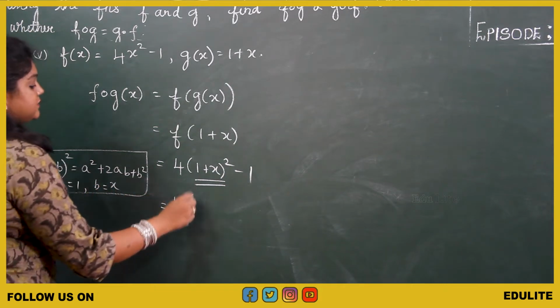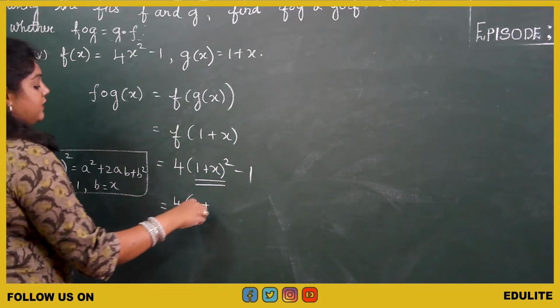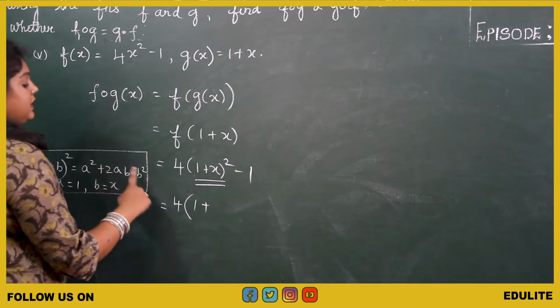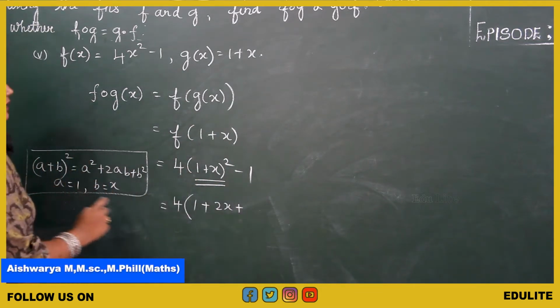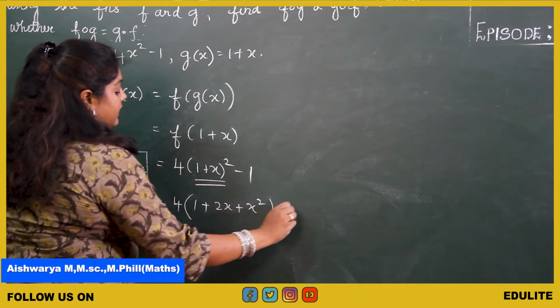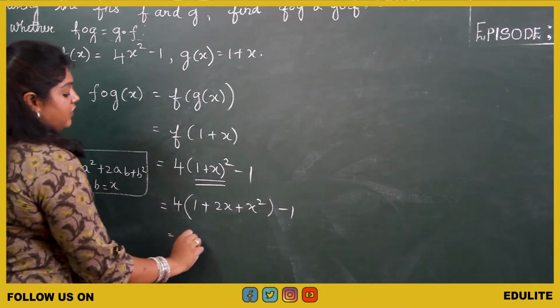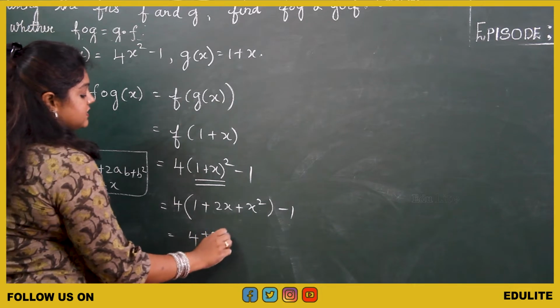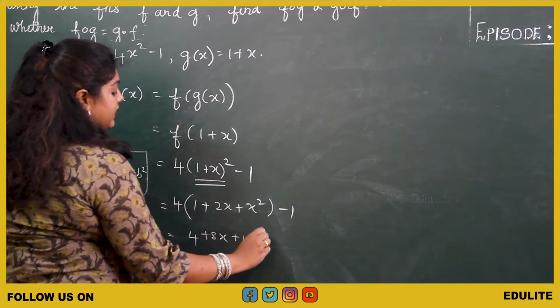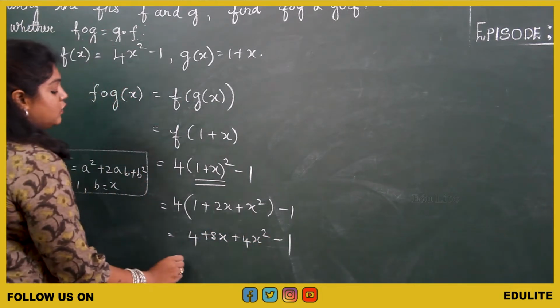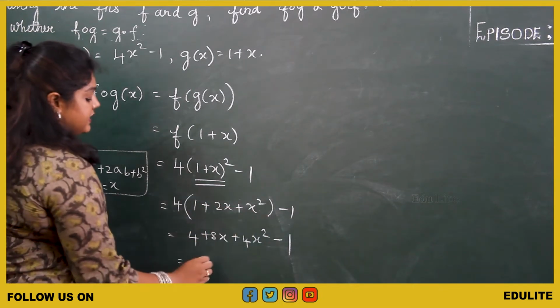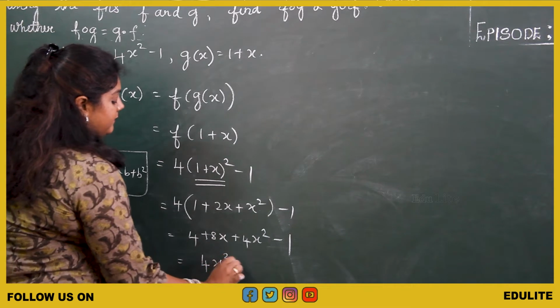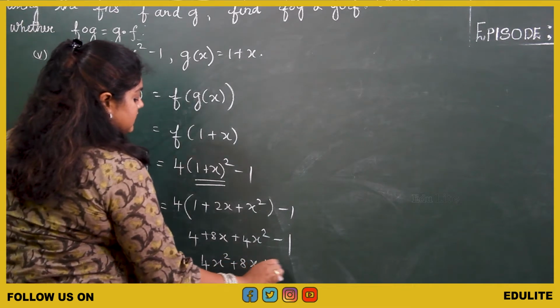So we will directly substitute: a square is 1 square, 1, plus 2 into a into b, 2 into 1 into x will become 2x, plus b square value is x square, minus 1. So we will simplify: 4 plus 8x plus 4x squared minus 1. So we will write it from the highest power of x to the least: 4x squared plus 8x plus 3.